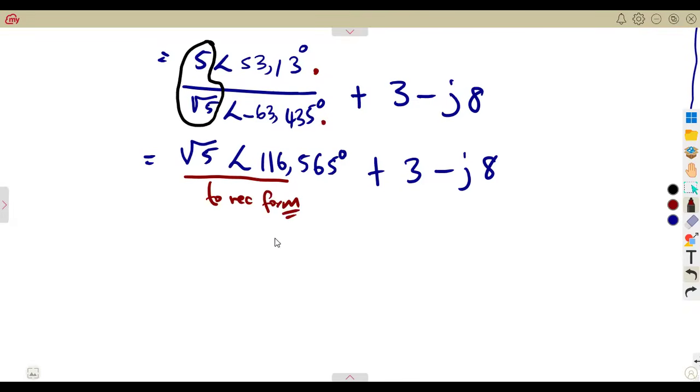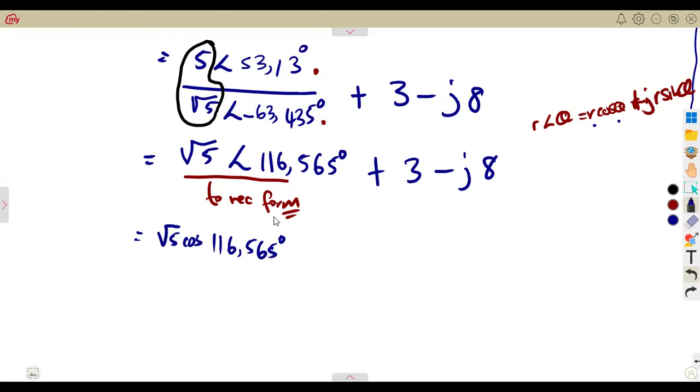for addition. Remember, how do you convert to rectangular form if you are given r theta? That is equal to r cos theta plus j r sin theta. So you're going to apply that. That is r cos theta. So it's going to be the square root of 5 cos theta, 116.565. So this is actually representing the real part.